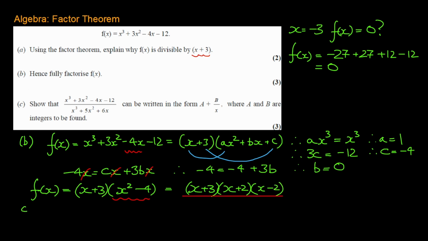So with room running out, they've asked us to use our knowledge to show that this expression can be written in the form of a plus b over x. This guy on the top is the same as our function here, so we can immediately write that in the form of its factors. And the bottom line, well, we can take a factor of x out, and this would give us a quadratic of x squared plus 5x plus 6.